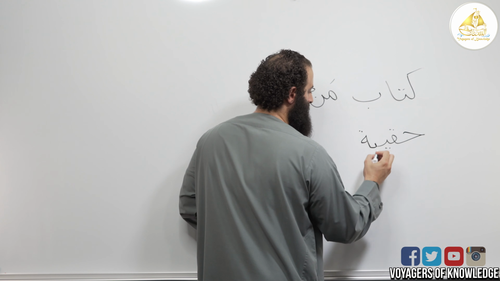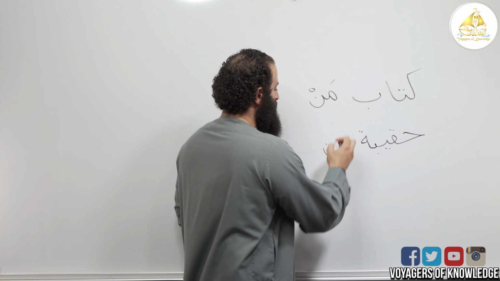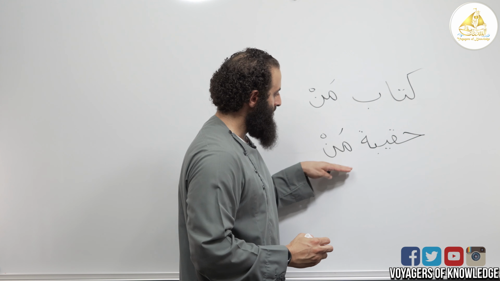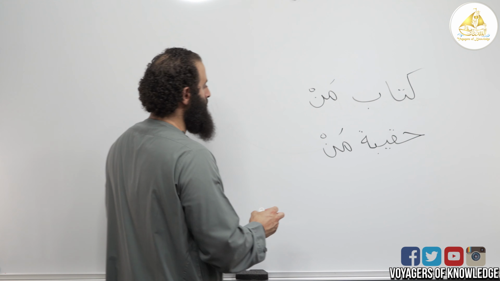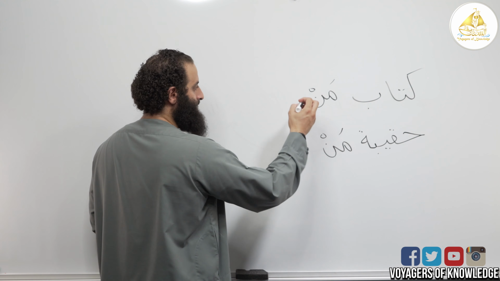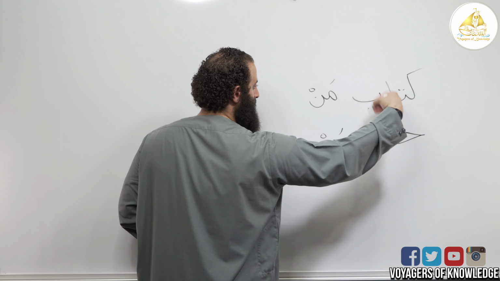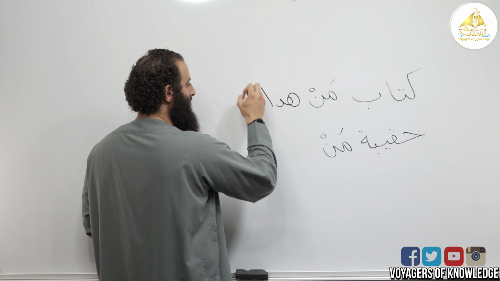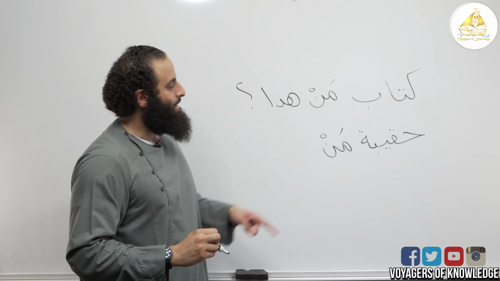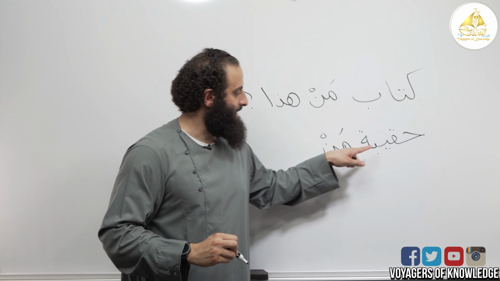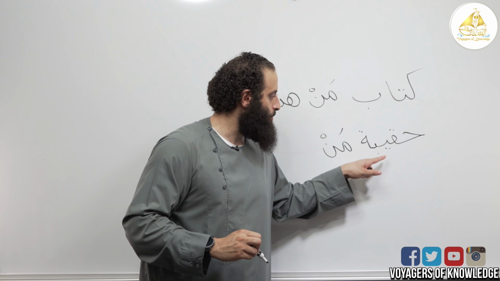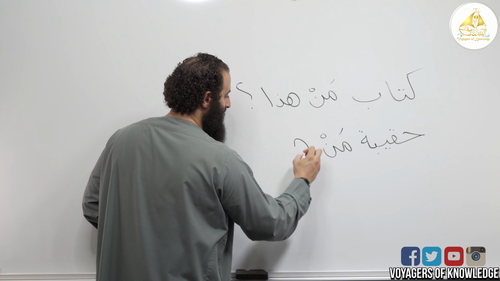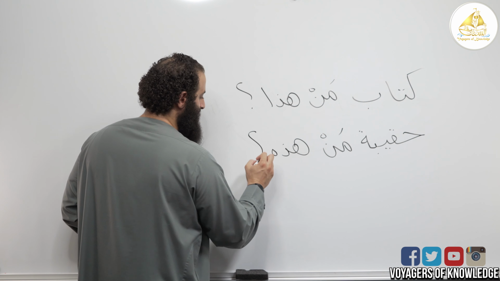حقيبة من. Not من with a كسرة, من with a فتحة. حقيبة من. Whose bag? Now, we want to say whose bag is this. Is this masculine, مذكر or مؤنث? مذكر. So you end it with هذا. حقيبة من. Is it هذا مذكر أو مؤنث? Is it masculine or feminine? مؤنث. So you say حقيبة من هذه.